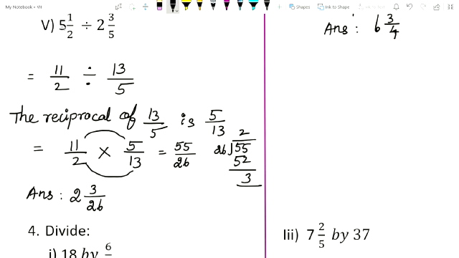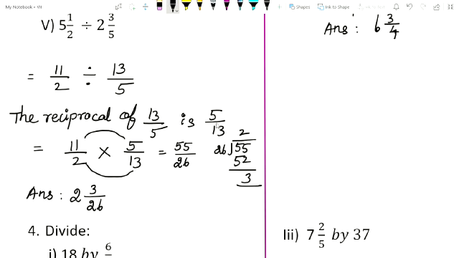2 5s are 10, 10 plus 1, 11. 11 by 2 divided by 5 2s are 10, 10 plus 3, 13. 13 by 5. Okay, children. Now we have to take the reciprocal of the divisor. Here, which is the divisor, children? 13 by 5. Okay. So the reciprocal of 13 by 5 is 5 by 13.